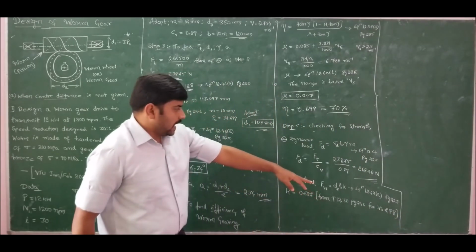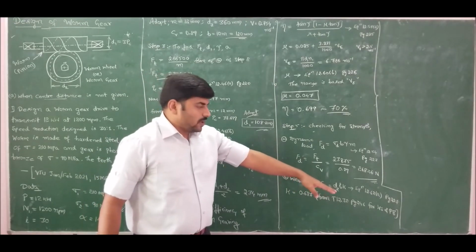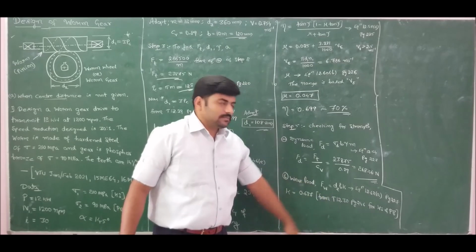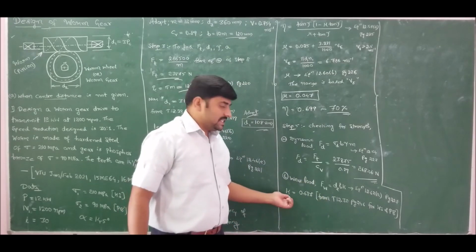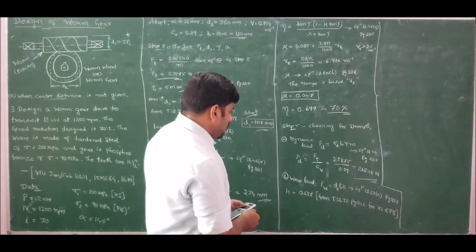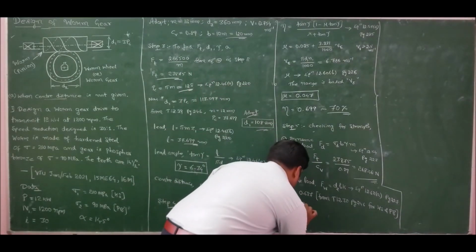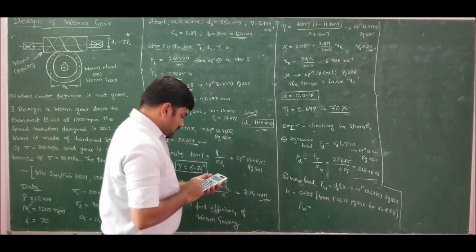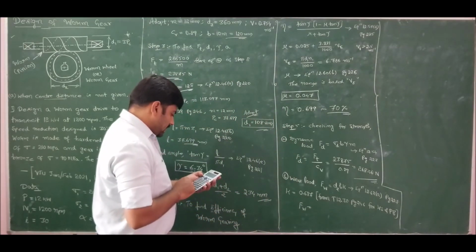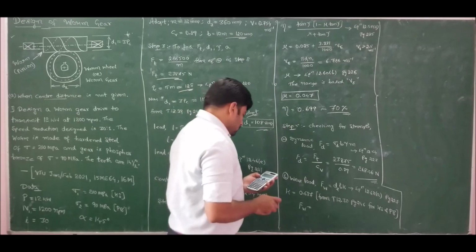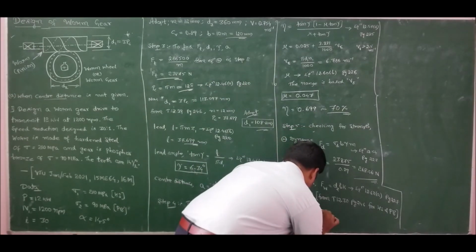For hardened steel worm and phosphorus bronze gear, referring to table 12.30 on page number 246, we have the stress factor as 0.687. So we know all the values, so therefore wear load FW is turning out to be D2 is 360, B is 120, that is the face width, into K is 0.687. So wear load is 29,678.